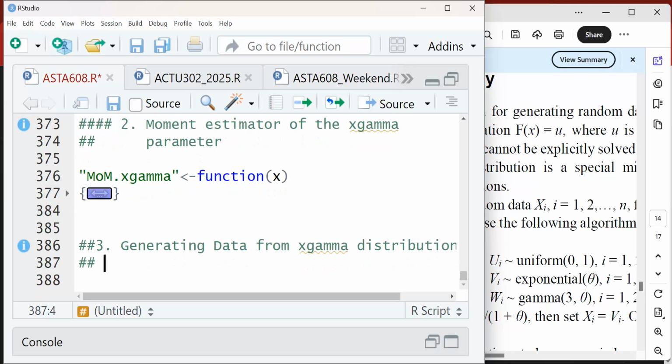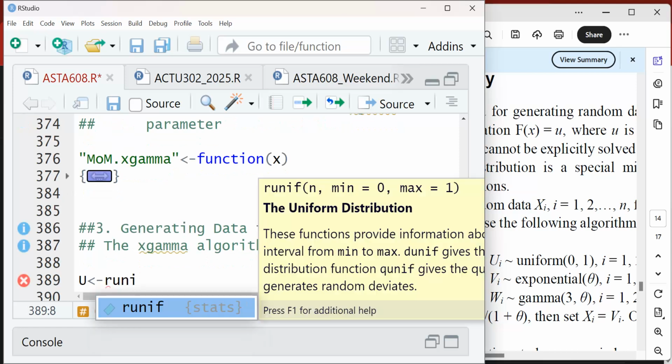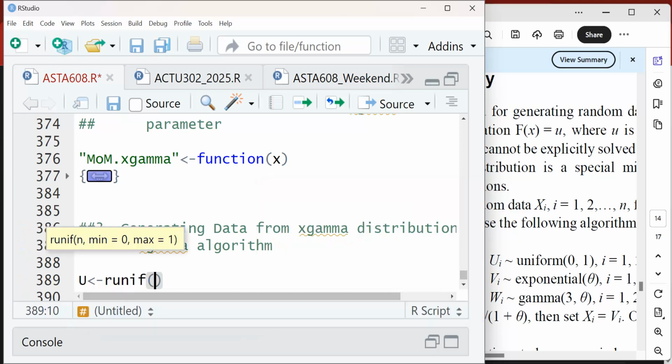I'll call this the S gamma algorithm. So U will be, how do we generate from a uniform? runif. Here, by default, the minimum is 0 and the max is 1, so we can just put the sample size. First of all, we need our sample size. Let's say the sample size is 10.